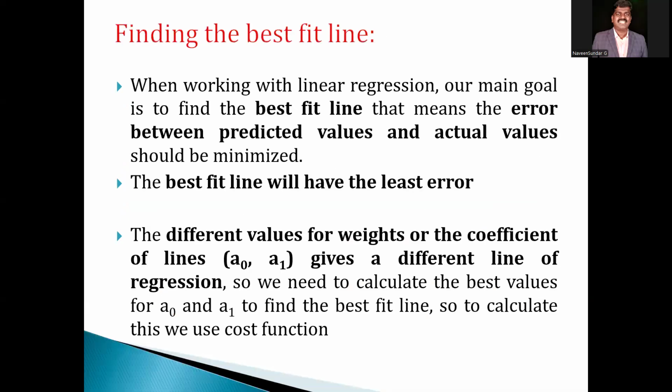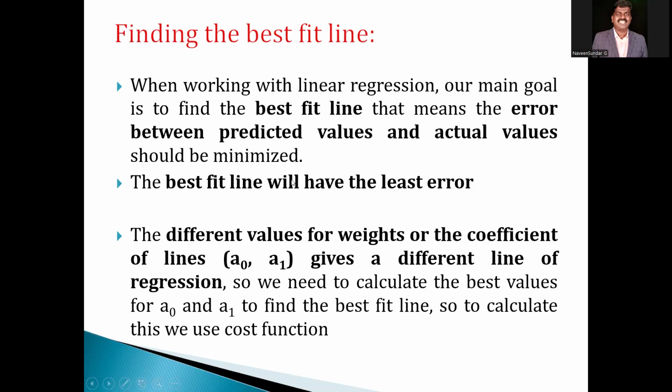And finding the best fit line. How are we finding the best fit line? As I told you, between the predicted value, that is the slanting line, and the actual value, that is the data points. So the best fit line is calculated such that the error between the predicted value and the actual value is minimized. So we can call it the best fit line, or otherwise the line with the least error.